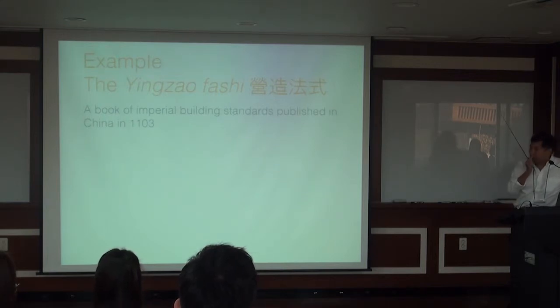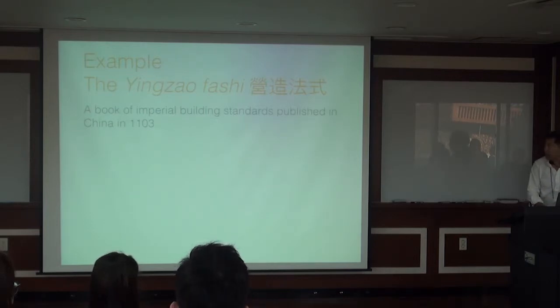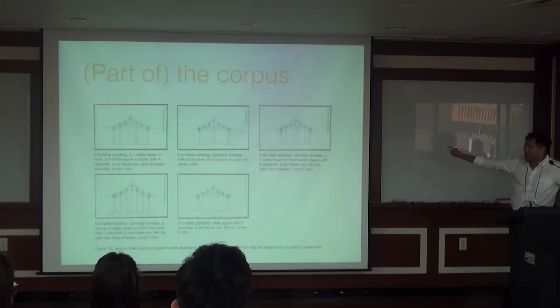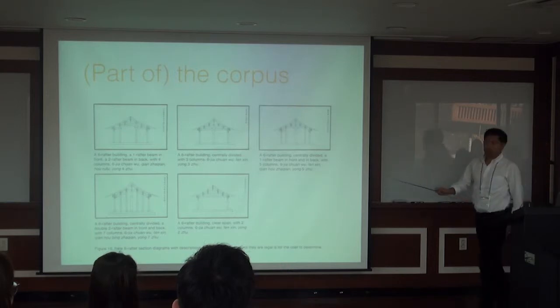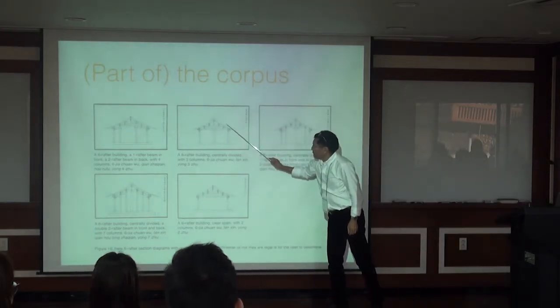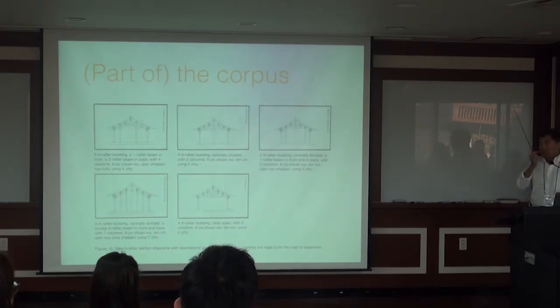Okay, now it's a very quick example. This, of course, is my dissertation, and its following incarnations. The Yingzaofashi is a building manual from China, and okay, so here's our corpus. This is a very small part. Actually, in the book there's a set of 18 drawings like this, sections of buildings. This is just showing the sections of 6 rafter buildings. So 1, 2, 3, 4, 5, 6. In Chinese architecture, this is how they measure the depth of the buildings, the number of rafters. So for 6 rafter buildings, they show 5 sections.